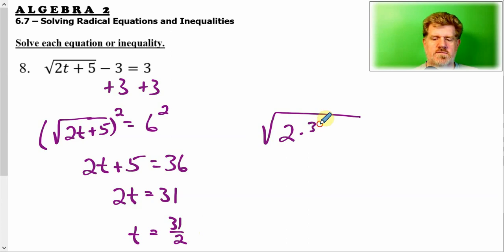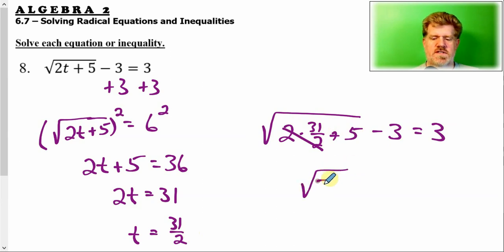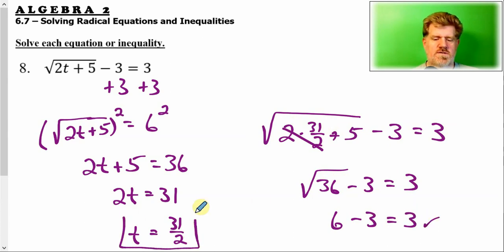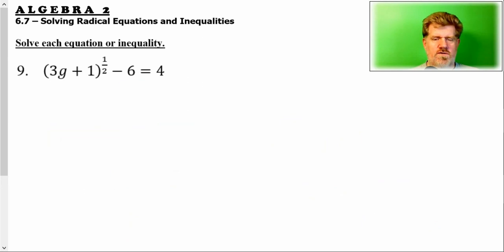Check it. These cancel. 31 plus 5 is 36. Square root of 36 is 6. This is true, which means this is your answer. Okay, a few more for our equations. To the 1/2 power, no problem. First, we'll add 6 to both sides.